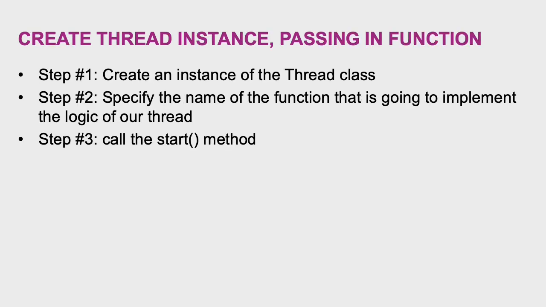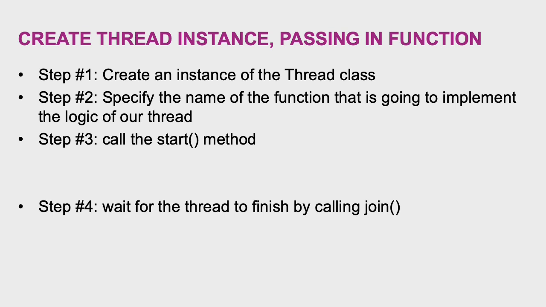Let's get our hands dirty. It's time to create our first thread. We start by creating a thread instance passing in a function. In order to do so, we have to follow a few steps. Step 1, we have to create an instance of the thread class. Step 2, we have to specify the name of the function that is going to implement the logic of the thread. Step 3, we have to call the start method, and this will spin up the thread. And step 4, we have to wait for the thread to finish by calling join.